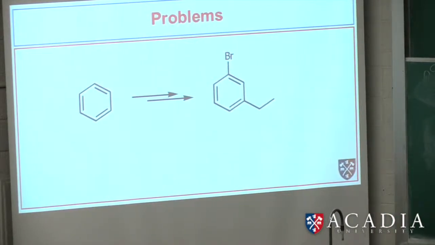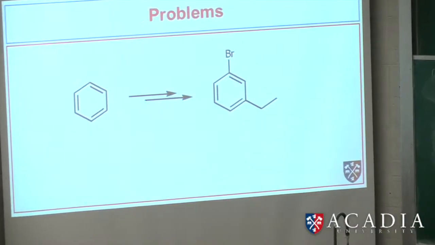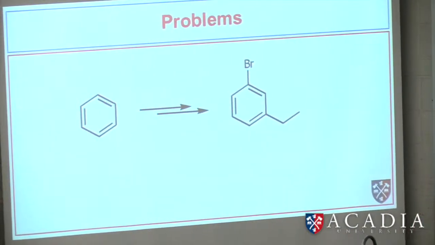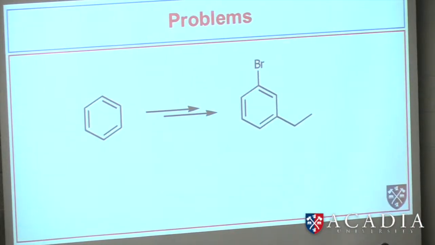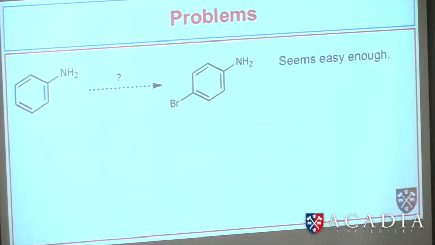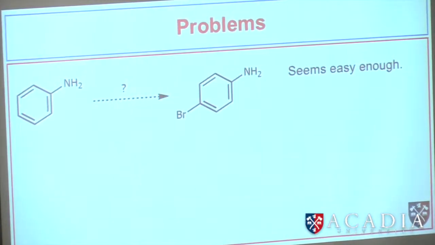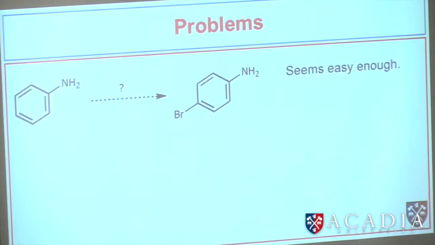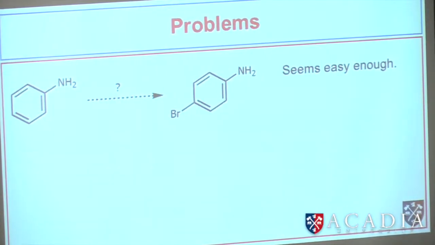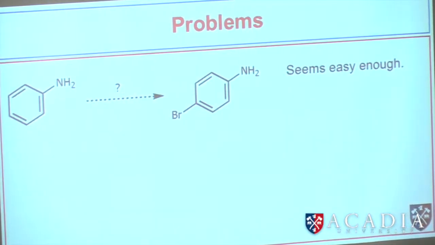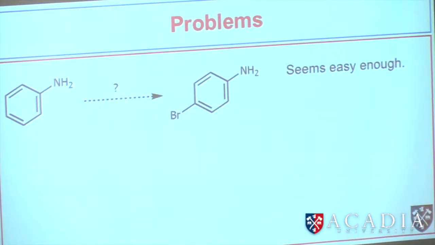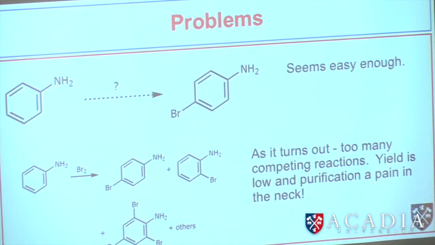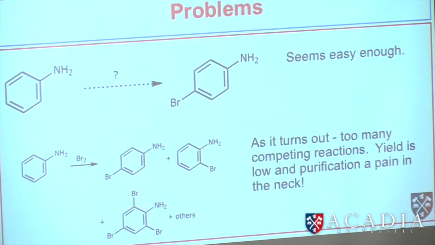How would we do this? Here's some problems. Since we only have 3 minutes, this is an interesting problem, but this one seems like an easy problem. Why don't we just, our amino group should be an ortho-para-director. Why don't we just go ahead and do the bromination? Well, what turns out to happen here is that our para is only one amongst many products. We get a decent yield, but we get a whole bunch of products.